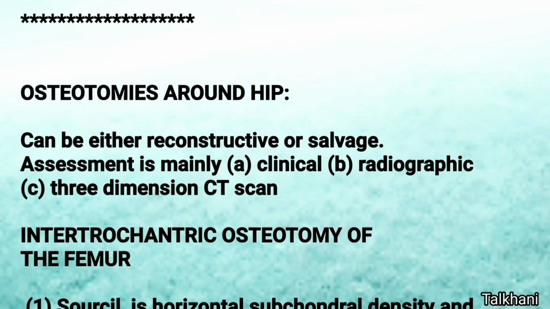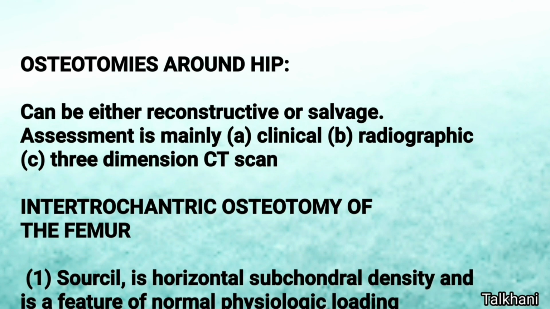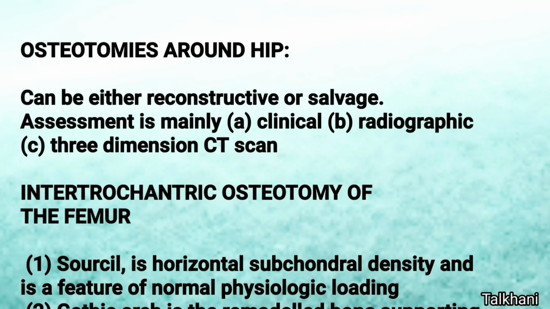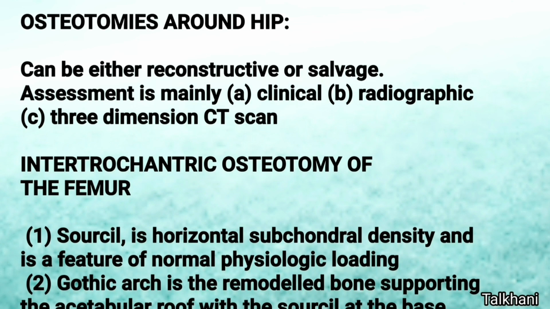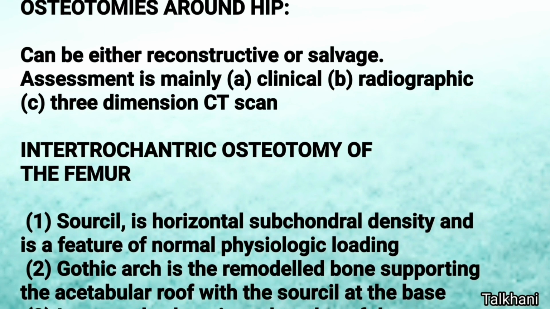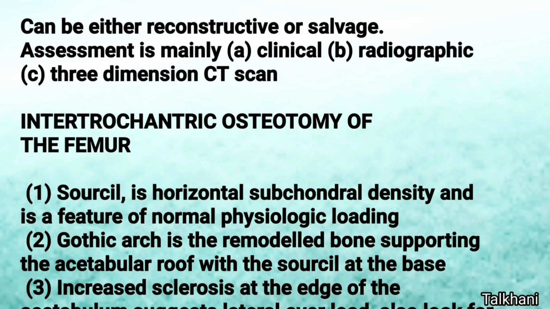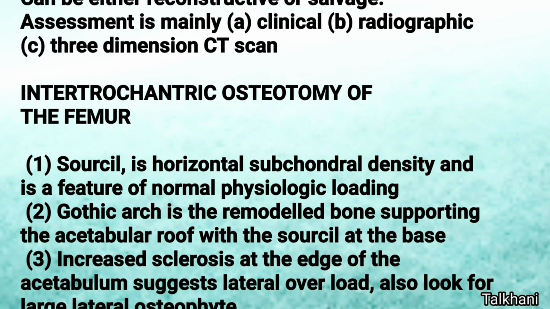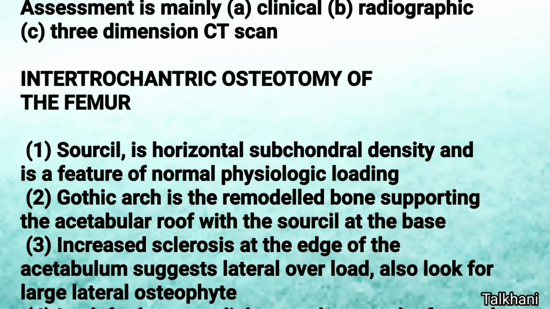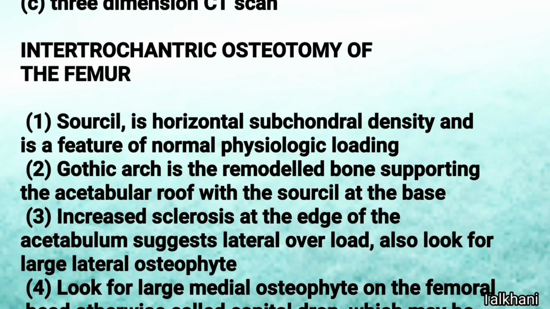Few points on intertrochanteric osteotomies of the femur. Sourcil is the horizontal subchondral density and is a feature of normal physiologic loading. Gothic arch is the remodeled bone supporting the acetabular roof with the sourcil at the base. Increased sclerosis at the edge of the acetabulum suggests lateral overload, and if it is present, look for large lateral osteophyte.